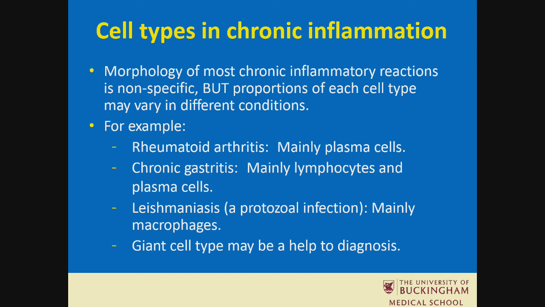In rheumatoid arthritis, we see many plasma cells. Then in leishmaniasis, we see a lot of macrophages. So the predominant cell type gives us a clue regarding the etiology. The same way with giant cell types: Langhans giant cell, tuberculosis, like that.